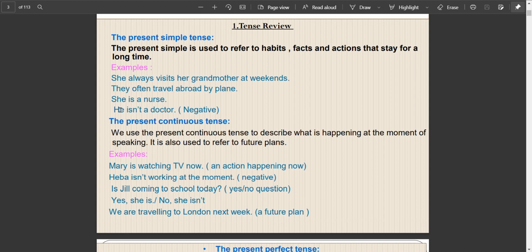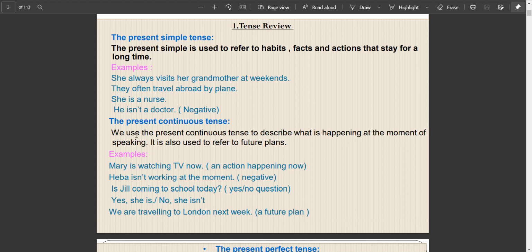عندنا في الحالة second case, which is negative, he is not a doctor. النفي في حالة negative in case of present simple. النفي في حالة المضارع البسيطة. Right. الآن ننتقل the present continuous المضارع المستمر. What is the present continuous?